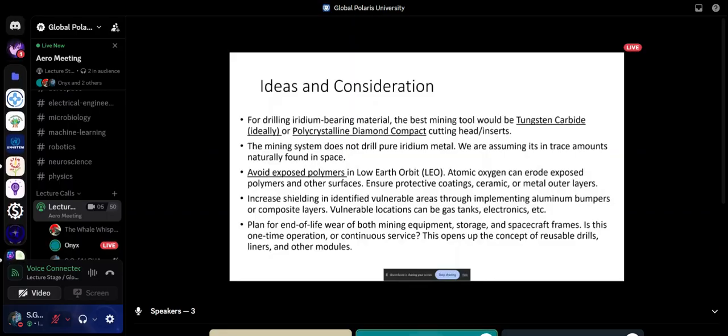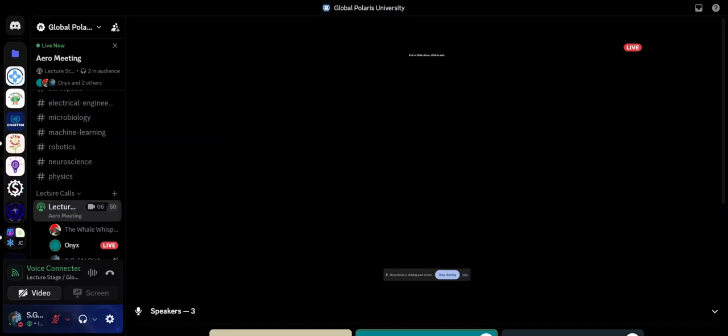And then also plan for end of life wear for both mining equipment, storage, and overall frames. If this operation is going to be a continuous level of service, constant inspections and replacements will be needed. If not, and it's a one time operation, not so much. Usually, regardless of the operation, there's always inspections being done. Yeah, this opens up the concept for reusable drills, which is what I mentioned for the tungsten carbide, and also liners as well.